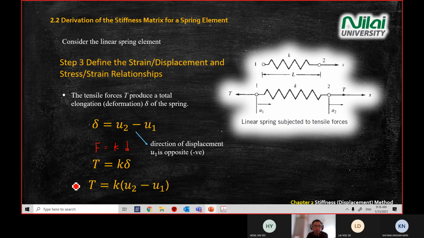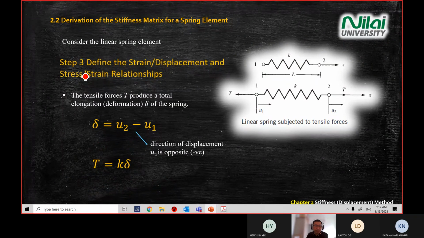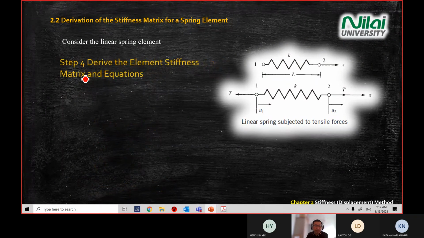Any questions so far up to this stage? Anything that you don't understand? Why is it negative here? Why does our formula become T equal to K times U2 minus U1? Any area that you're not clear about? Ask me now. Nope. Okay. Good. We move on. After that, this one is covered already. Next, we derive the stiffness matrix and equation.